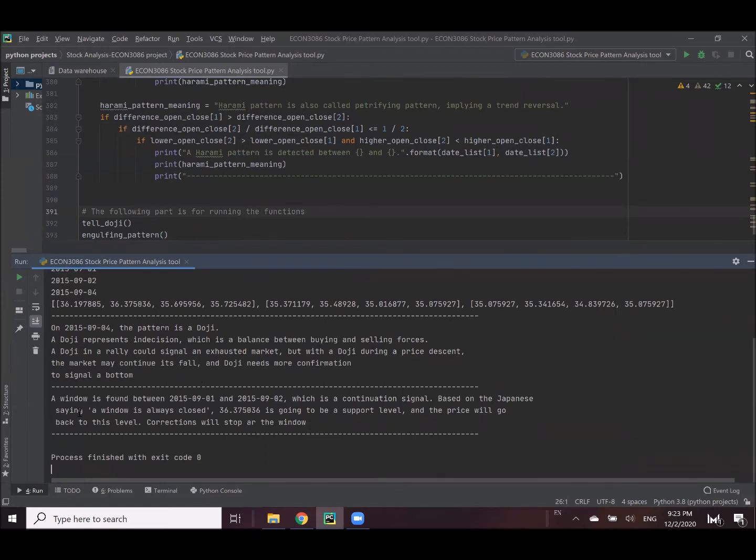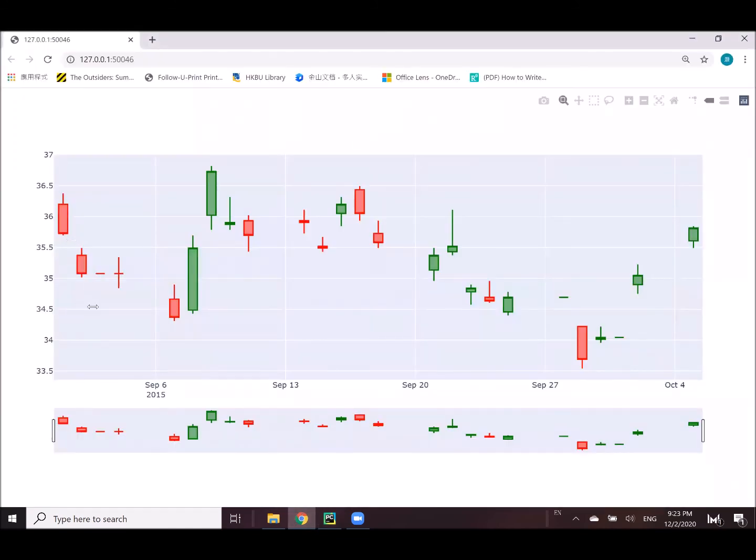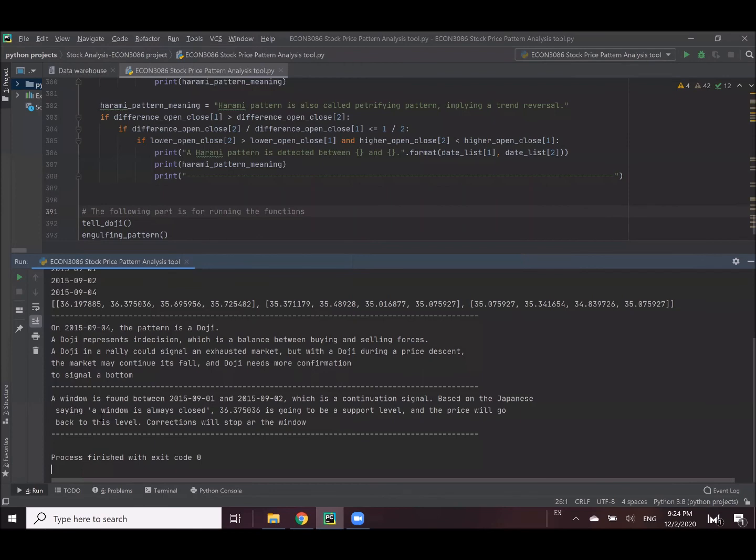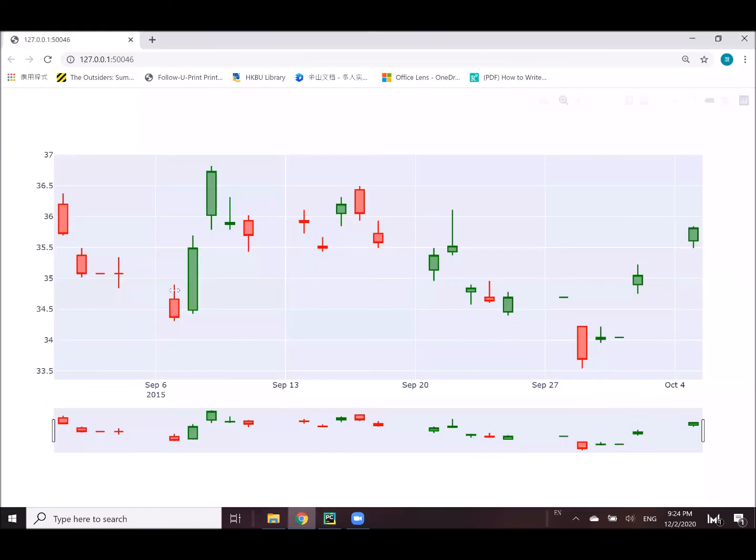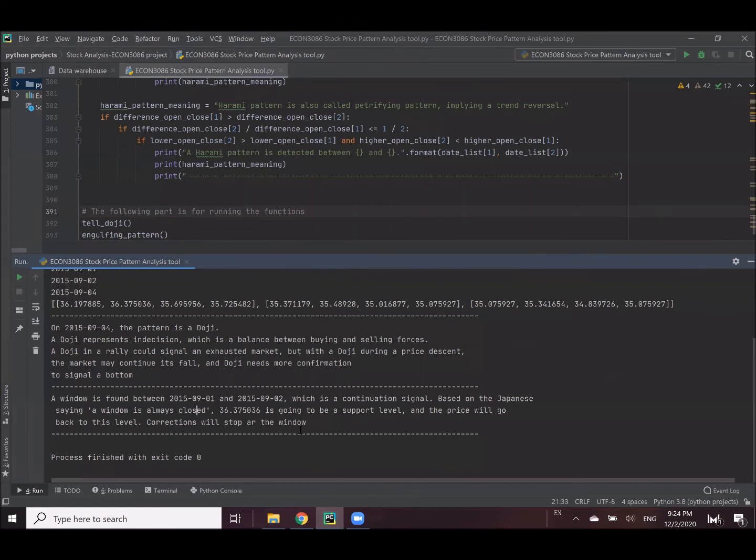And in this part, a window. What is a window? It is a continuation signal. Let's see. Yeah, after the window, in the near future, the price keeps decreasing till September 7th. And a window is always closed. Let's see. Yeah, this window is closed. The price bounced back to this price level and again to this price level as a support and to this price level as a resistance. It's a very magic and powerful pattern analysis.